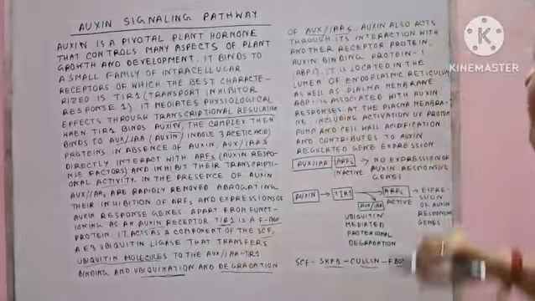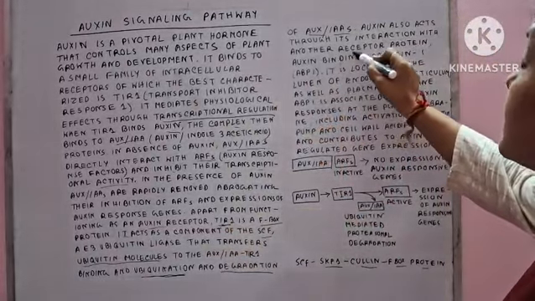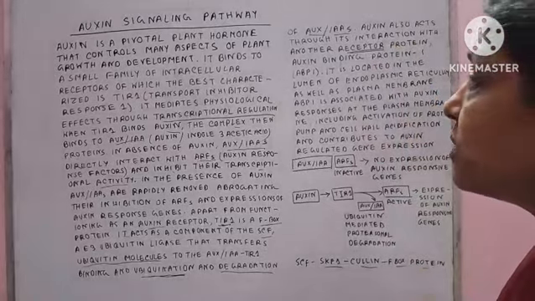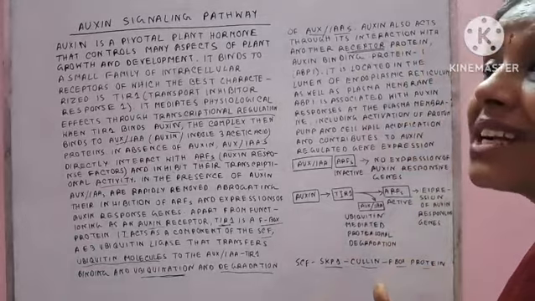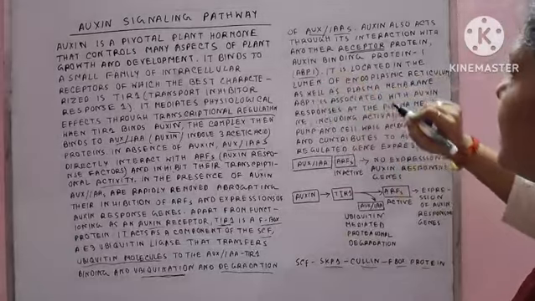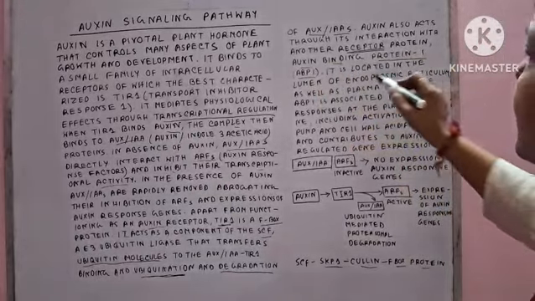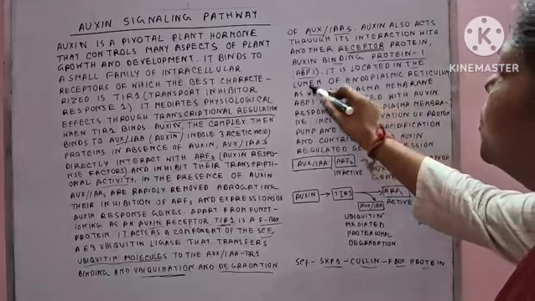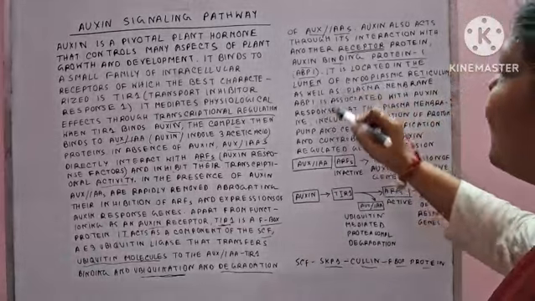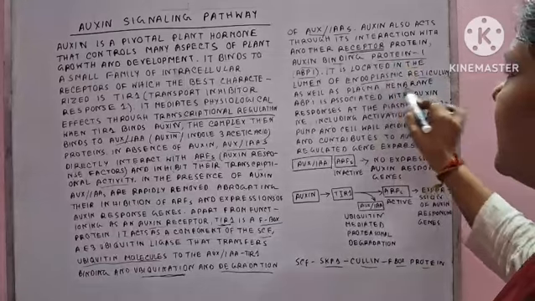Now auxin also acts through its interaction with another receptor. This is also important for the activation of the auxin, or for controlling the activation of the auxin. This is known as ABP1, another important protein, auxin binding protein 1. And where is it located? It is located in the lumen of the endoplasmic reticulum of any cell, as well as the plasma membrane. So where is it present? The lumen of the ER and the plasma membrane.